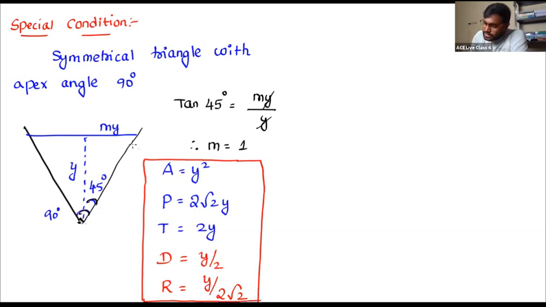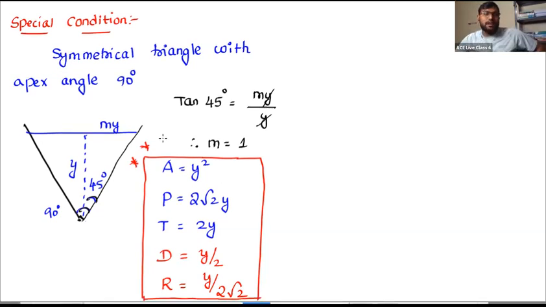These are very, very important. They can ask you to match list 1 and list 2, especially in the case of ESE. So they can ask you to match list 1 and list 2 for a symmetrical triangle with apex angle 90 degrees. In list 1, they will give you the channel geometry, and in list 2, they'll ask for the values in terms of y. I hope you understood this.